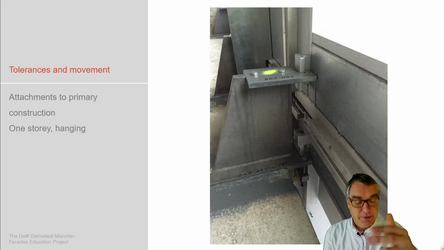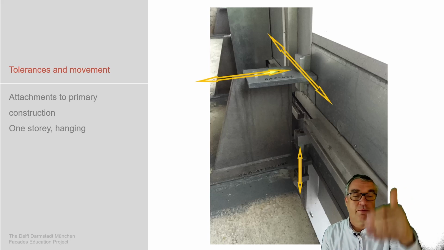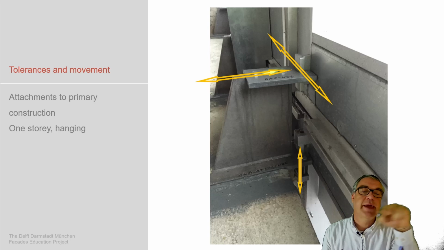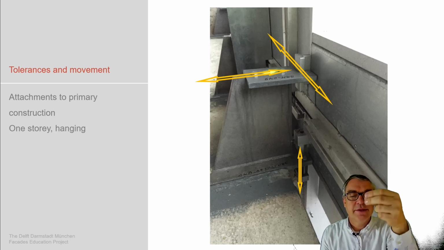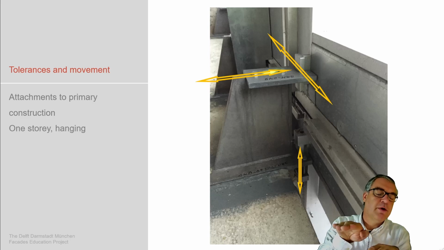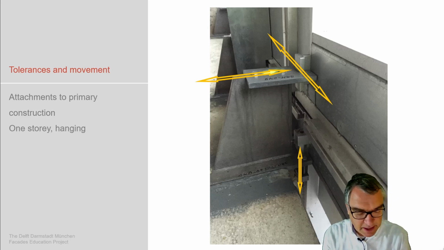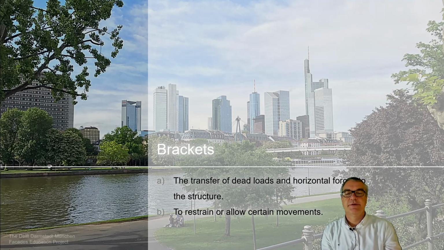It actually takes at the bottom part all directions of tolerances. For vertical tolerance at the bottom part, it's taking all the three directions as well. And you even see that there's a slider at the top part which allows a movement of the hanging facade on top of it to secure that there's no interaction between any movement of the building and any movement of the facade, to prevent unexpected forces within this facade.